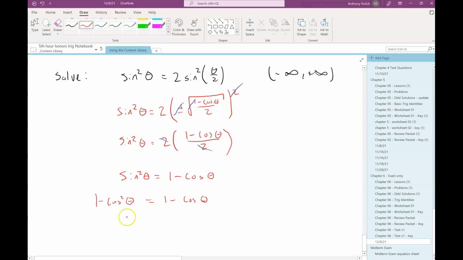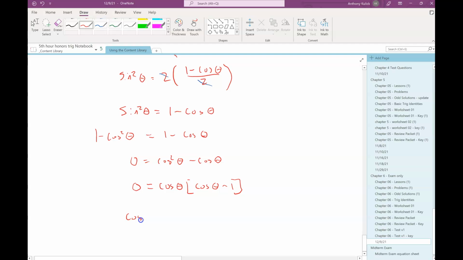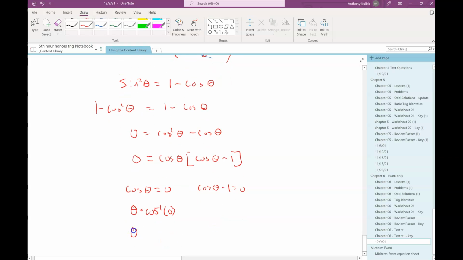So I subtract 1 from both sides and then add cosine squared to both sides. And I have this, which is beautiful because it's super easy to factor. Just take off the greatest common factor of cosine. Then I can set each piece equal to 0 and solve. So theta is cosine inverse of 0. The x-coordinate is 0 at pi over 2 and 3 pi over 2.